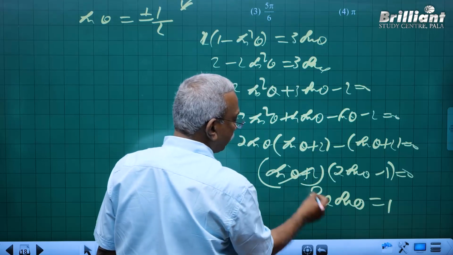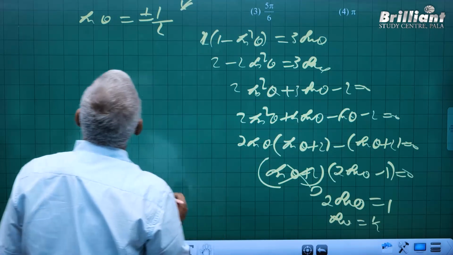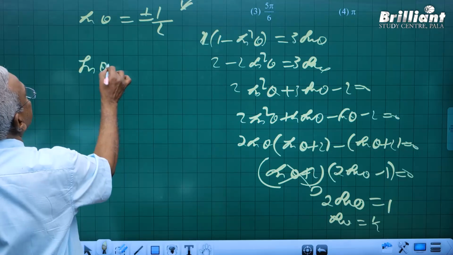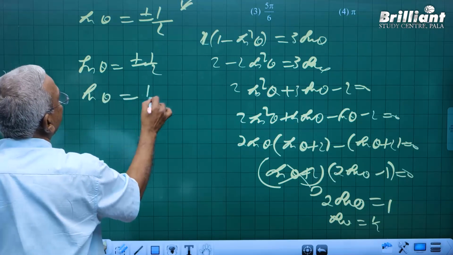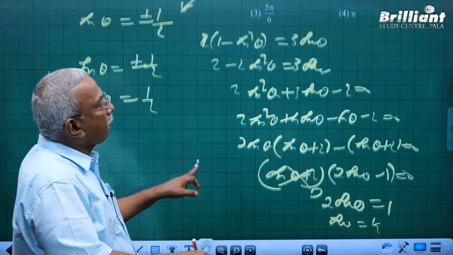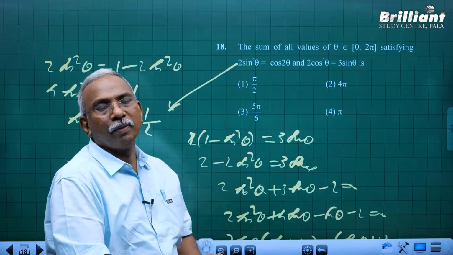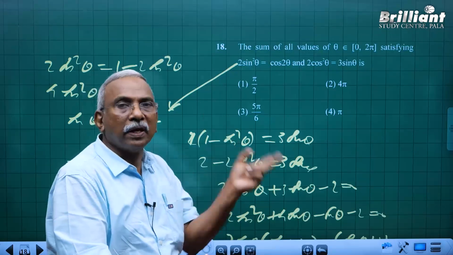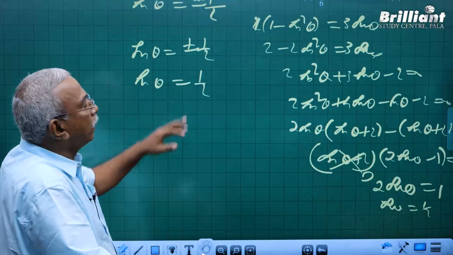implies 2 sin theta is equal to 1. But sin theta equal to minus 2 does not happen. That is actually sin theta is equal to 1 by 2. So here are two conditions. Initially sin theta is equal to plus or minus 1 by 2. Now you can see sin theta equal to 1 by 2. And read the question carefully. It says and, not or. If it is and, both happen simultaneously. That means only one expression can be accepted: sin theta equal to 1 by 2.